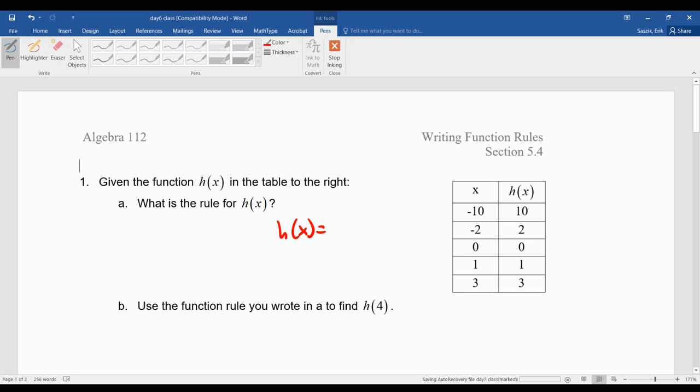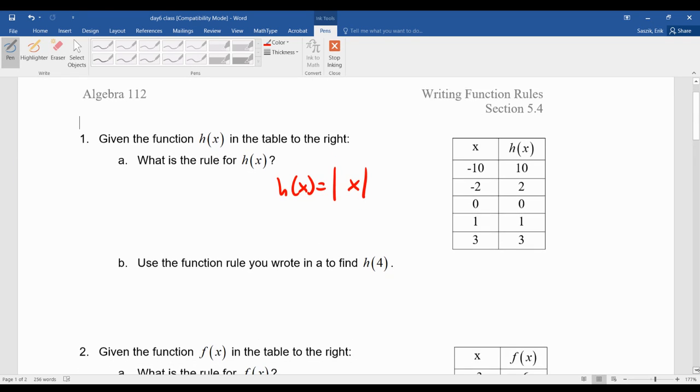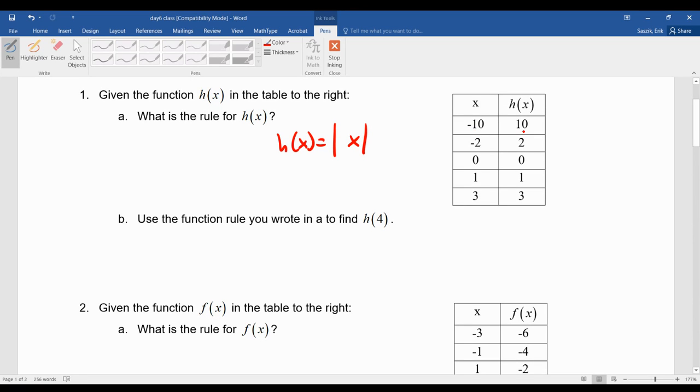So this is where we have to think a little bit outside the box, right? If addition, subtraction, multiplication, division, if none of that stuff works, then what you want to do is think about exponents or absolute value. And absolute value is what that's going to be, right? I don't know why I wrote just absolute value of x. So if you take the absolute value of negative 10, you get 10. Absolute value of that, you get that. It works for every one. So then h of 4, of course, would just be absolute value of 4, which is 4.